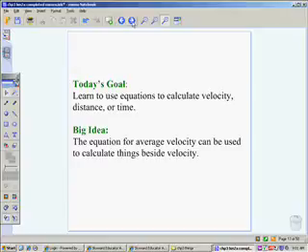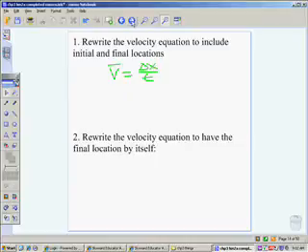So today's goal: to learn how to use equations to calculate velocity, distance traveled, or the time of travel. The big idea here is that the equation for average velocity can be used to calculate things besides velocity. The equation that has velocity in it includes other things like locations and times, and we can solve for the time or solve for locations.